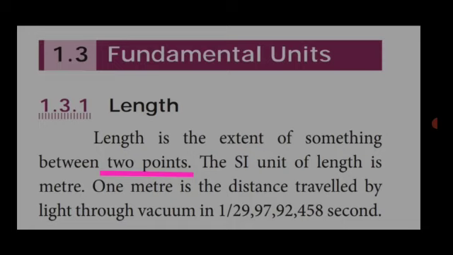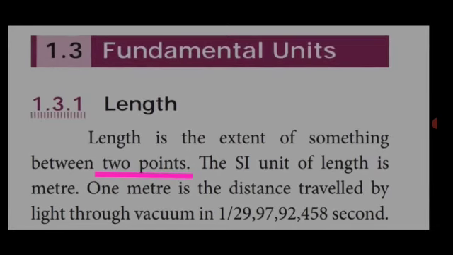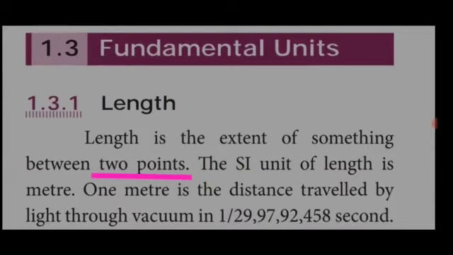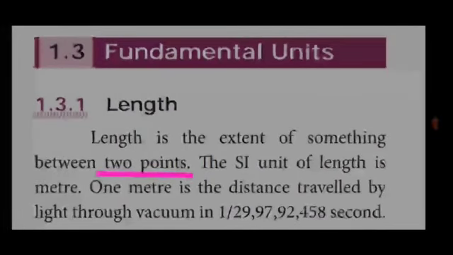1 meter is the distance travelled by light through vacuum in 1/299,792,458 seconds. This is 1 meter. What is length? Length is the extent of something between 2 points. SI unit of length is meter.